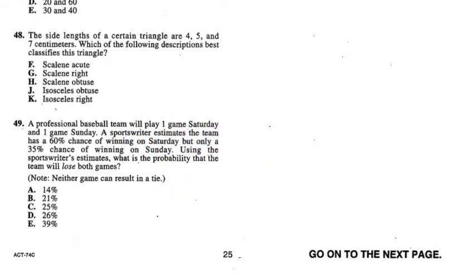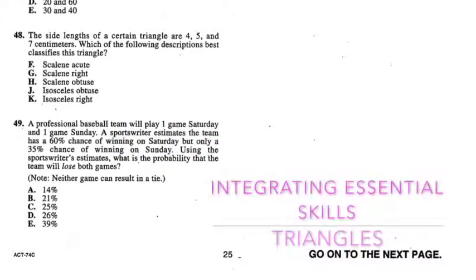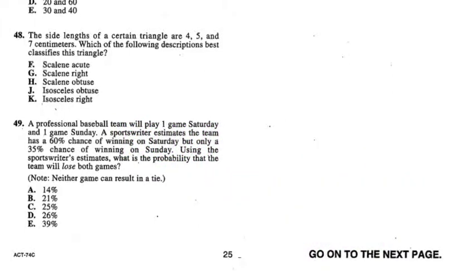Number 48 is also an integrating essential skills question, and we're dealing with triangles. The side lengths of a certain triangle are 4, 5, and 7. Which of the following descriptions best classifies this triangle? And we want to try to draw this to scale. So if that's a 4, that's a 5. Might be a little bit longer here. And then this is 7.